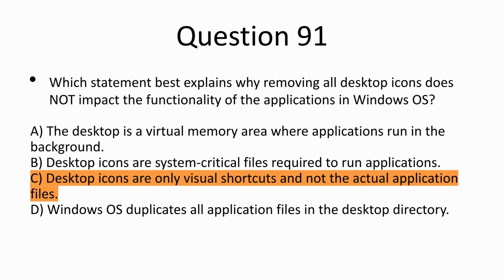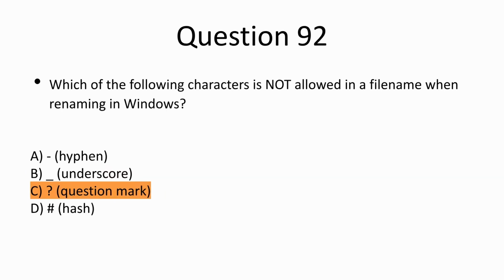Question 91 asks, which statement best explains why removing all desktop icons does not impact the functionality of the applications in Windows OS? The correct choice is C. Desktop icons are only visual shortcuts and not the actual application files. Moving to question 92. Which of the following characters is not allowed in a file name when renaming in Windows?